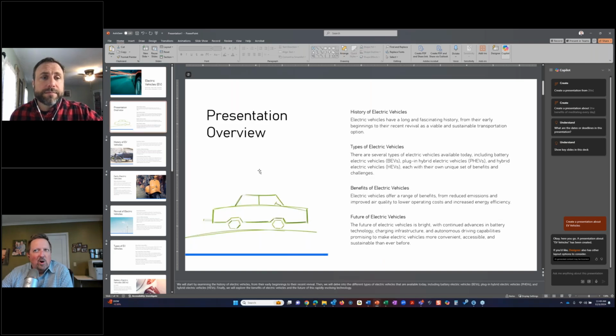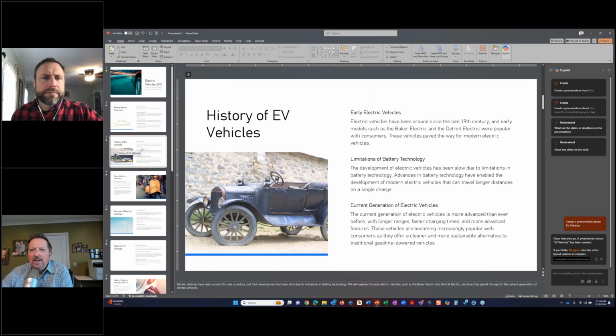This is kind of artful, like we're going through the history of electric vehicles. So this is giving me a built-in agenda. So we have history, types of electrical vehicles, benefits, future of electric vehicles. Now, this is a pretty good example of, what the heck is going on with this image?